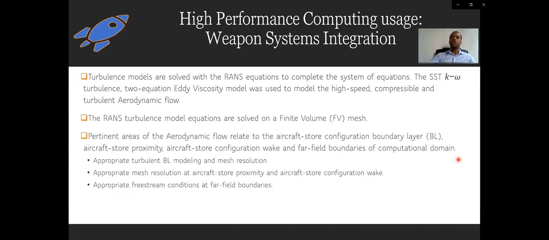Now, the RANS turbulence model equations were solved on a finite volume mesh. Pertinent areas of the aerodynamic flow relate to the aircraft store configuration boundary layer, aircraft store proximity, aircraft store configuration wake, and far field boundaries of the computational domain. So an appropriate turbulent boundary layer model is necessary with adequate mesh resolution. An appropriate mesh resolution at aircraft store proximity and aircraft store configuration wake is also important. And appropriate free stream conditions at far field boundaries are also very critical.